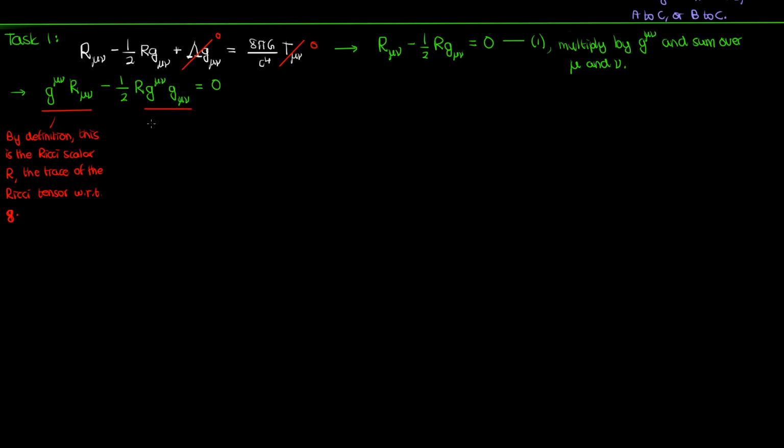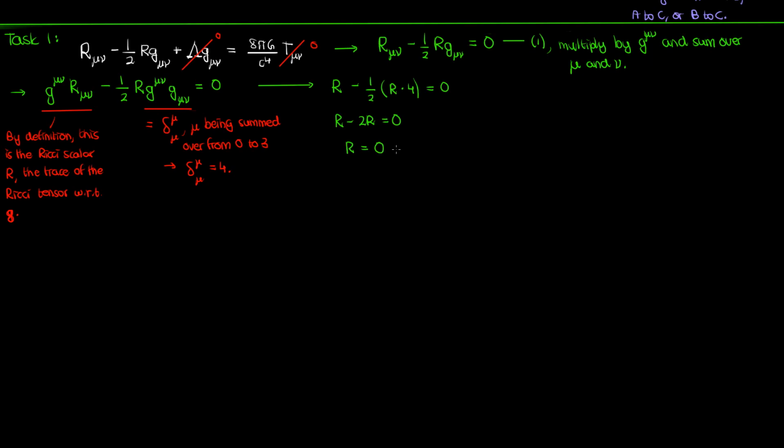Meanwhile, the second term on the left, the inverse metric times the metric, is just the Kronecker delta symbol summed over the index mu from 0 to 3. Since the Kronecker delta symbol has the same superscript and subscript, it doesn't just reduce to 1, it becomes 4 because we're basically taking the trace, the sum of diagonal elements of a 4x4 identity matrix. So now when we plug these things in, we get R minus half of 4 times R equals 0, so R minus 2R is 0, which means that the Ricci scalar is just 0.